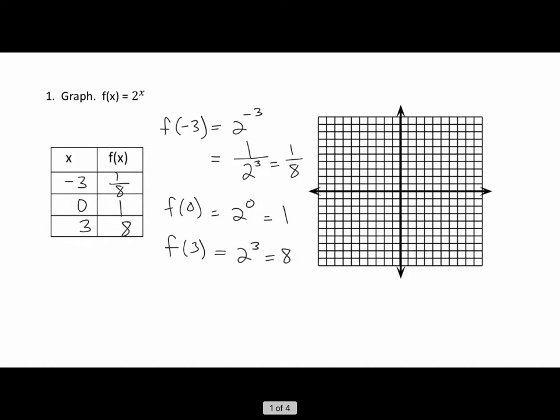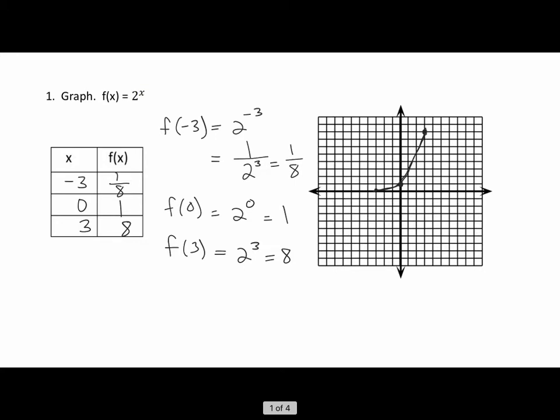So let's start with negative 3. 1/8 is a very small fraction there, close to 0. 0, 1 is here, and then 3, 8 up here. So we can probably see that if we connect these together, it looks like this.